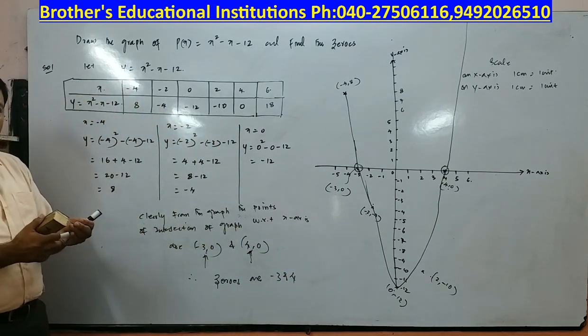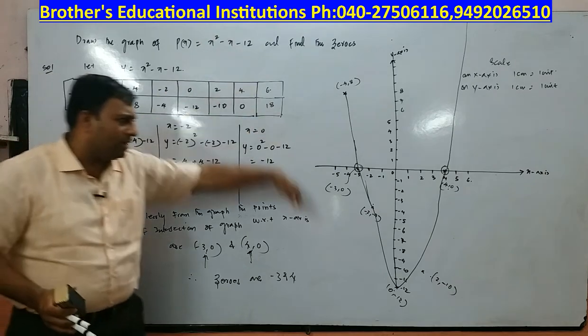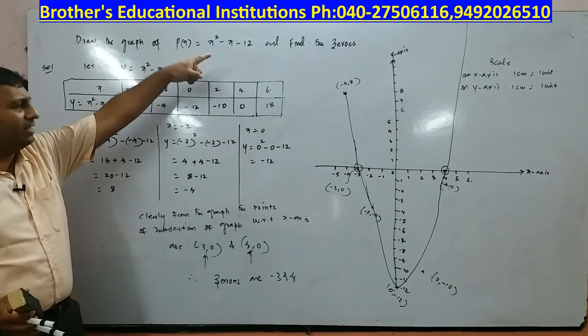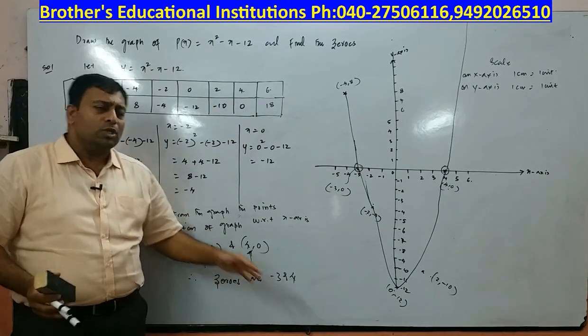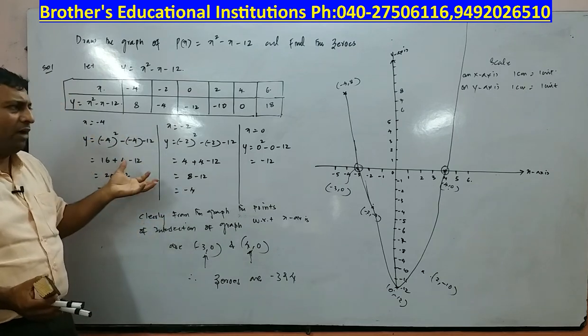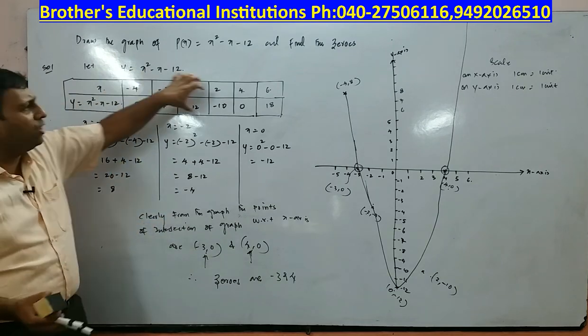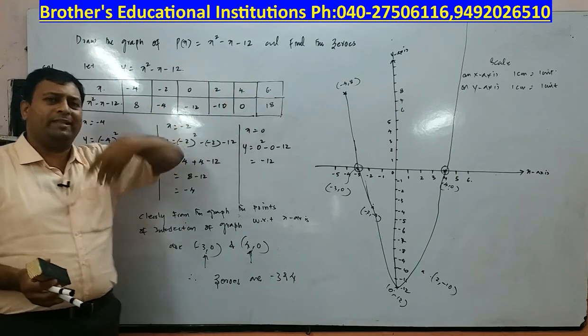So our question is clear. He has asked you to draw the graph. I have drawn the graph and I have found the zeros. So this is how you will do a graph. Remember, these values you have to take randomly. This is what I told.